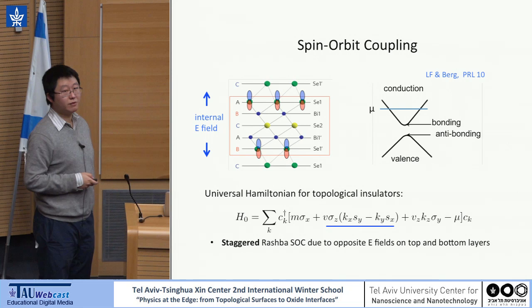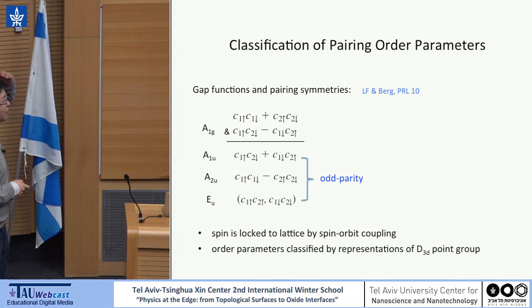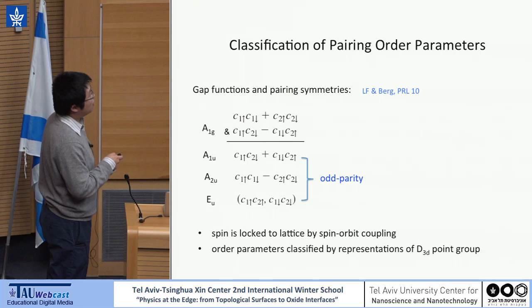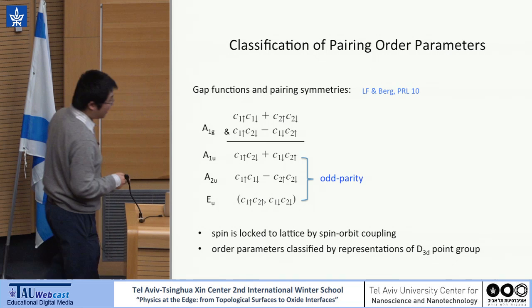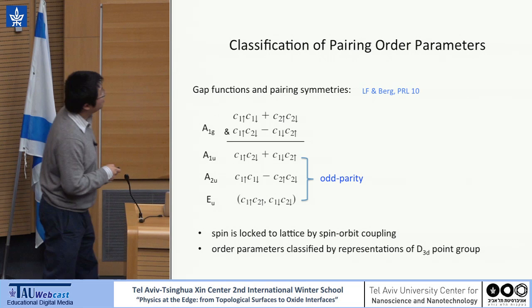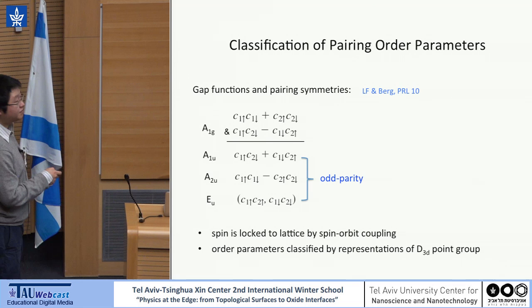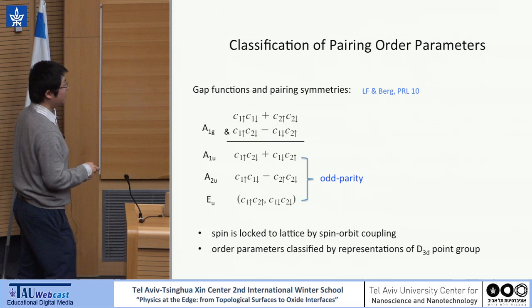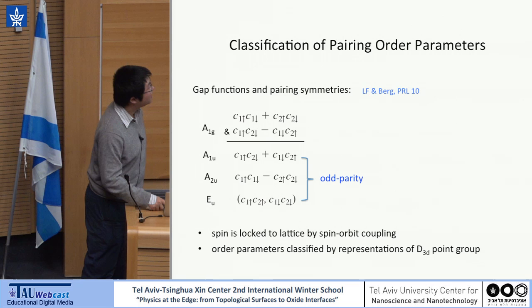So the next step is to classify the superconducting order parameters. So we list all possible order parameters that are available for short-range pairing interactions. Again, the 1 and 2 correspond to these two orbitals on the unit cell. So we have intra-orbital pairing, forming a spin singlet. We have inter-orbital pairing that can either be spin singlet or spin triplet. So this leads to, in total, four different types of pairing order parameters, and they belong to different symmetry channels.